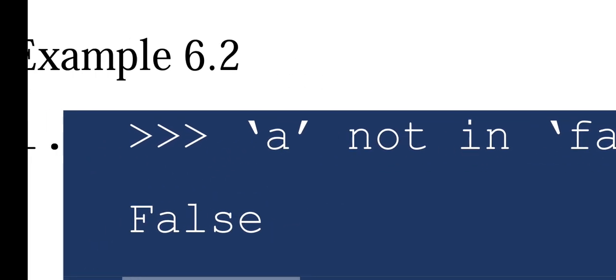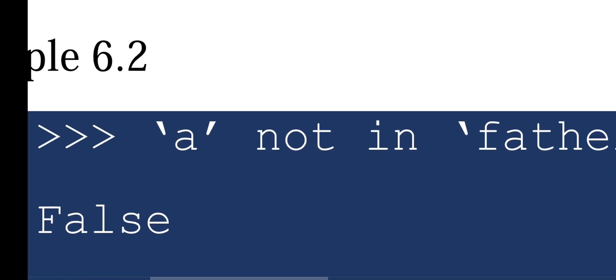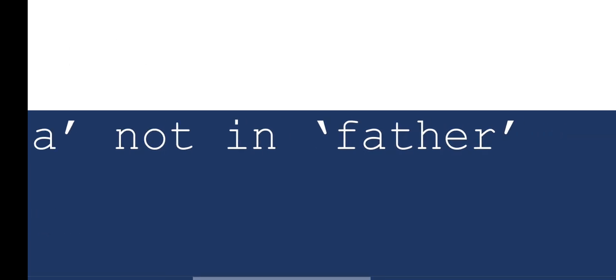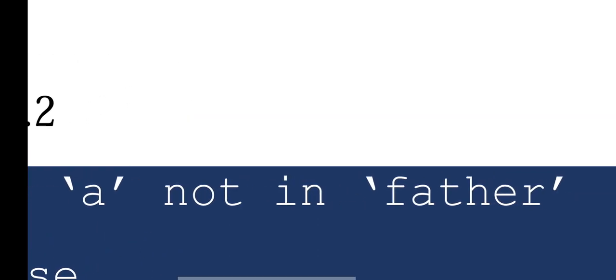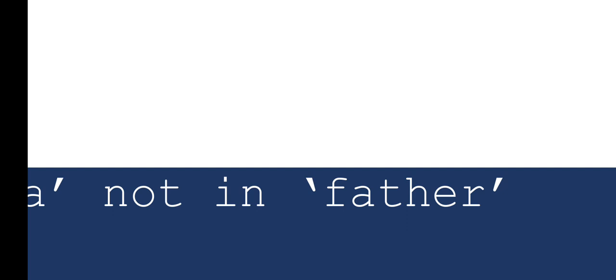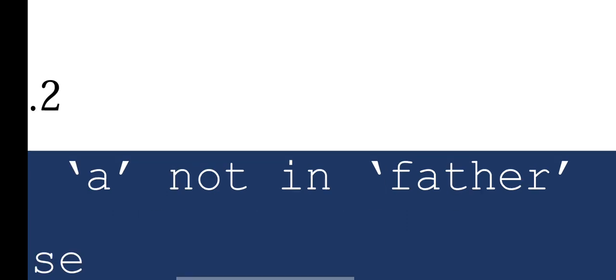As an example 1, the character A not in the string father, and the output is false. Yes, because A is present in the string father, and the membership operator, the not in, checks for absence, not presence.